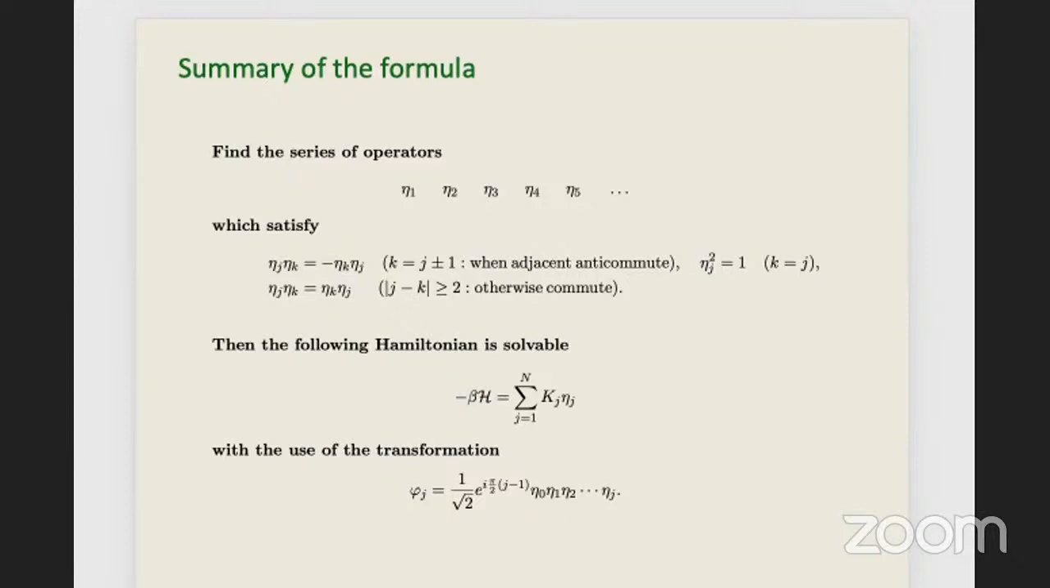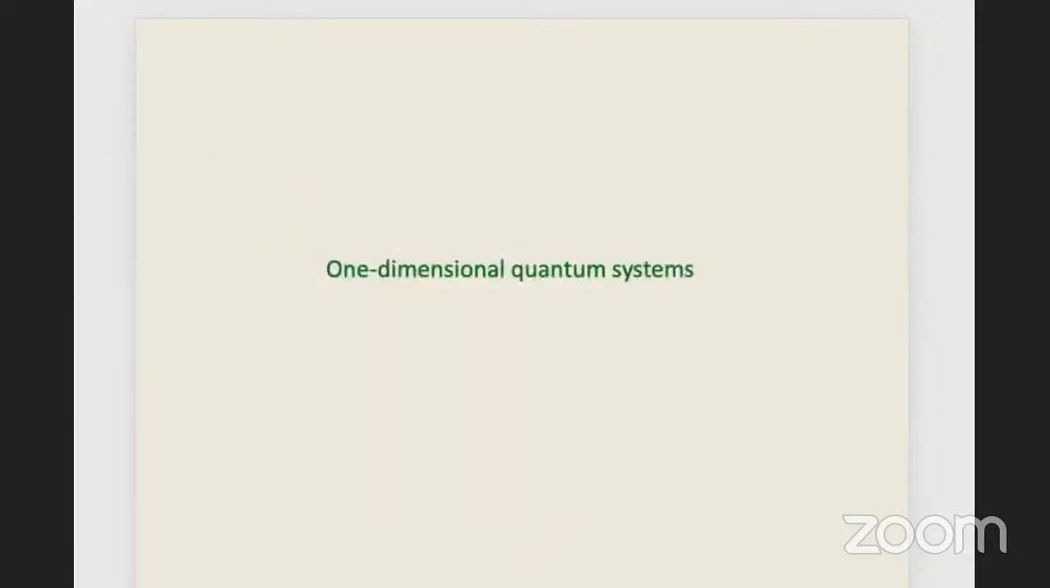Usually we have a Hamiltonian. When we have a Hamiltonian we want to diagonalize, we have to try to find the transformation to solve it. But in this formula, the transformation is automatically obtained from the series of operators, from the Hamiltonian. This is the basic idea of our new fermionization.